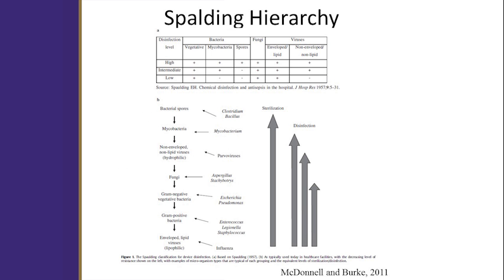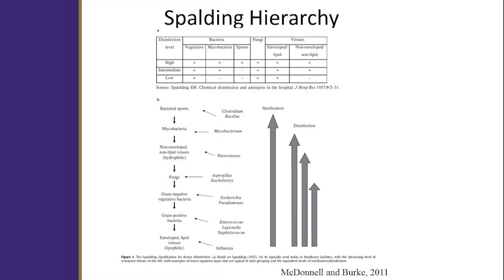The basic idea is Ebola is an envelope virus. It is considered a wimp relative to the non-envelope viruses. So in the Spalding hierarchy, you've got bacterial spores appearing as the most resistant, and envelope viruses down here. The idea is that as long as you choose a disinfectant on this spectrum that takes care of something up here, everything below it should be taken care of as well.